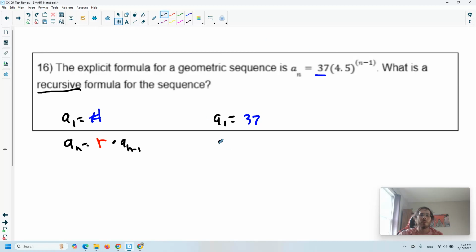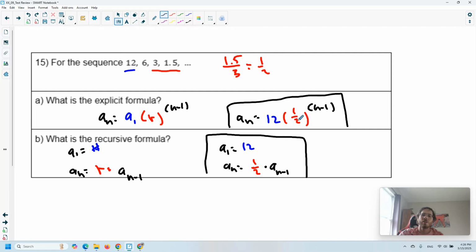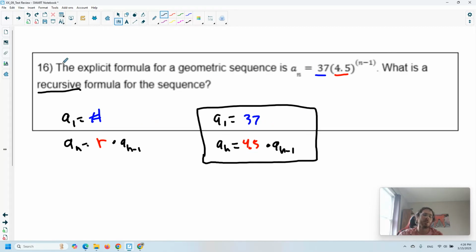So that's pretty quick. A sub n is going to equal something times A sub n minus 1, and that something is what's in the parentheses, 4.5. And we're done. So kind of cool. Also, it looks like we got kind of the same form here. And here is the answer. So if you kind of forgot that one, again, glance over here. It's got a little guide for you.